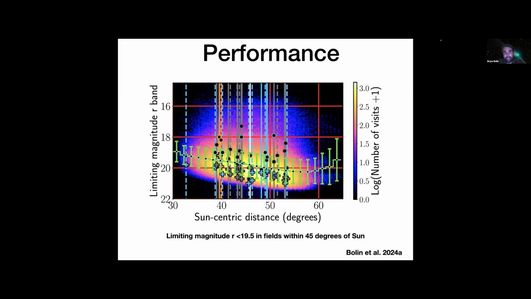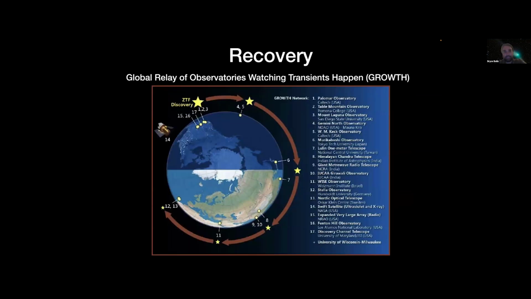It starts at about 20.5 at sun-centric distances more than 50 degrees from the sun, and starts to decrease in sensitivity as you get closer to the sun, falling to around r of 19.5 once you get within around 40 degrees sun-centric distance. In addition, we also use the Global Relay of Observatories Watching Transients Happen, which is a worldwide network of telescopes in the 1 to 4 meter range, to follow up NEOs that have been observed by the Zwicky Transient Facility, including these inner Earth objects.